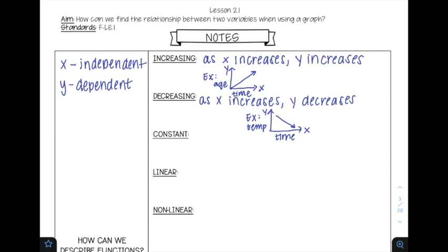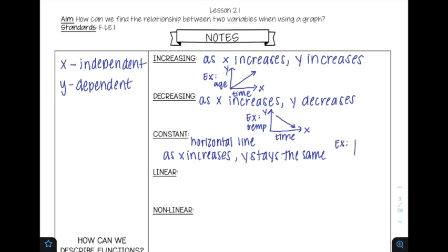Something that's constant is not going to change. So it's a horizontal line. And as x increases, y stays the same. Something like that will look like this. So we have increasing, decreasing, and constant relationships.